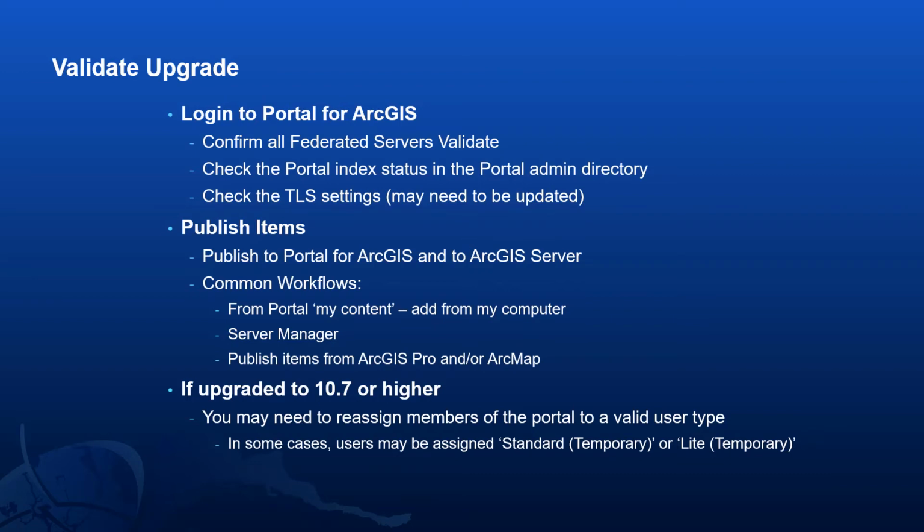The next step is to publish items to your portal. Add content to the portal. This can be a shapefile or a CSV. You just want to confirm you can publish items in your portal and the hosting server. Also, publish items using your common workflows such as ArcGIS Manager, or publish with ArcGIS Pro and or ArcMap. Again, if you are upgrading to 10.7 or higher, you may also need to reassign members to a valid user type that have been assigned a temporary user.